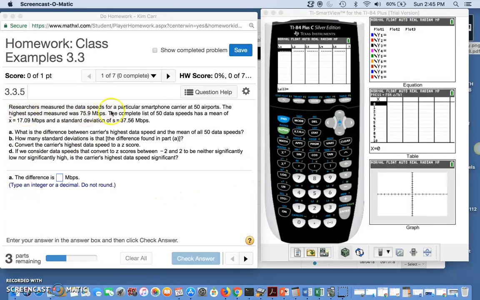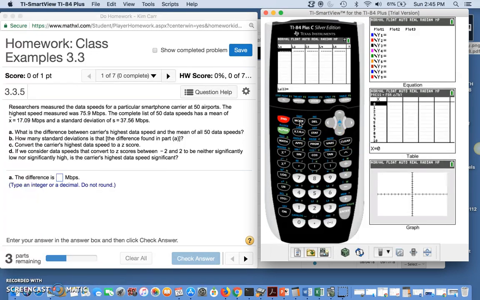It says researchers measured the data speeds for a particular smartphone carrier at 50 airports. The highest speed measured 75.9. The complete list of 50 data speeds has a mean of 17.09 and a standard deviation of 37.56 Mbps, that's the measurement, the speed. A here says, what is the difference between the carrier's highest data speed and the mean of all 50 speeds?